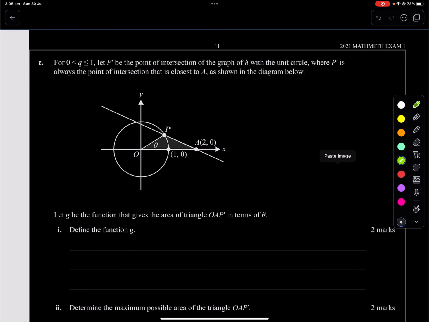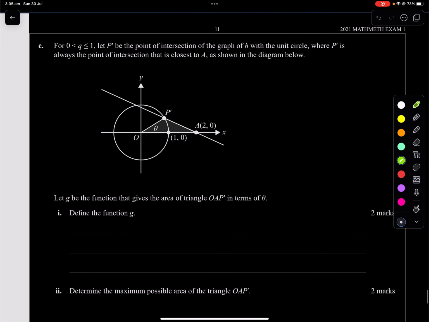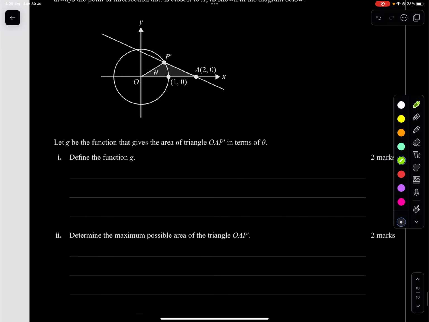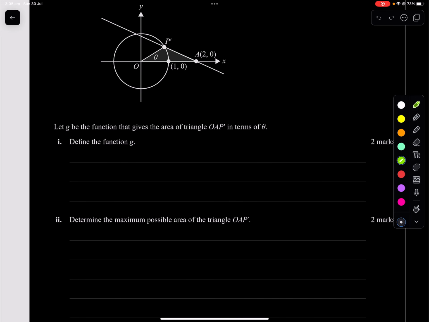Let P be the point of intersection of the graph of H and the unit circle, where P dash is always the point of intersection that is closest to A, as shown in the diagram. So let G be the function that gives the area of the triangle OAP, which is just this triangle over here. In terms of theta, define the function. So we need the rule and the domain.